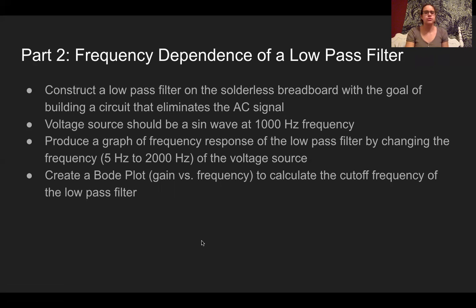The voltage source should be a sine wave at 1,000 hertz frequency, and then you will produce a graph of the frequency response of the low pass filter by changing the frequency from very low frequencies to very high frequencies. So 5 hertz to 2,000 hertz of the voltage source, and you would create a Bode plot of the gain versus frequency to calculate the cutoff frequency of the low pass filter.